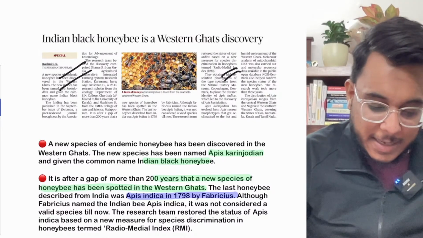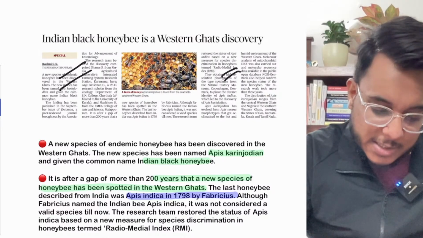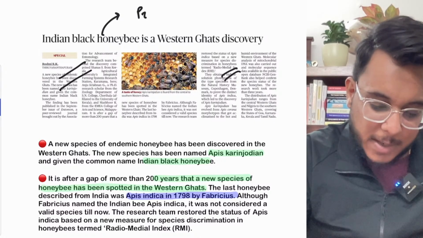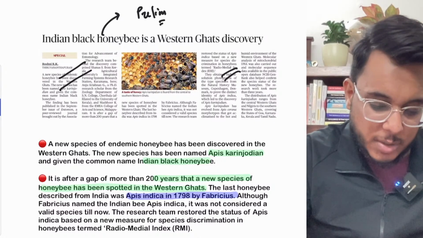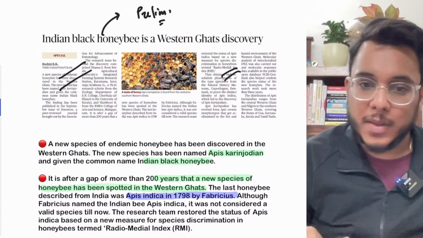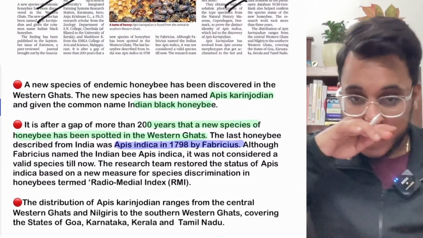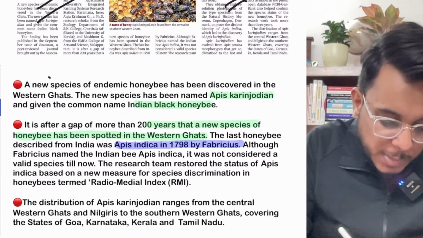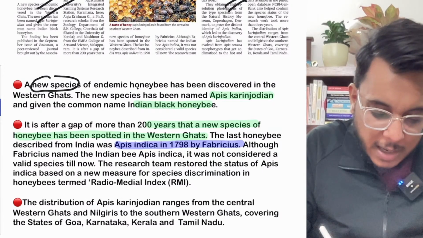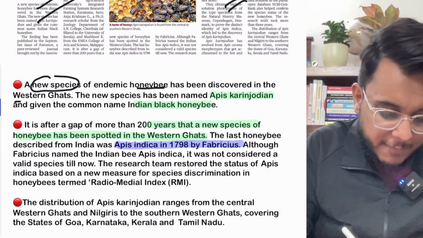Fine. The Indian black honeybee is a Western Ghats discovery. We will see this article with respect to the prelims examination. Now, what has actually happened recently is that a new species of honeybee has been discovered in the Western Ghats.